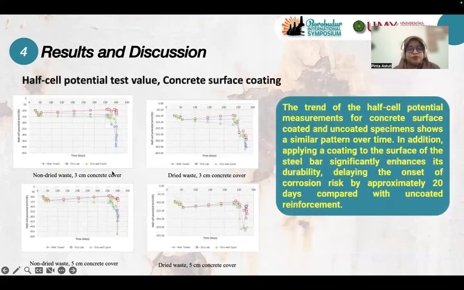And then we move to another test result on the concrete surface coating. The trend of half-cell potential measurement for concrete surface coated and uncoated specimens shows a similar pattern over time. In addition, applying a coating to the surface of the steel bar significantly enhanced its durability, delaying the onset of corrosion risk by approximately 20 days compared with uncoated reinforcement.